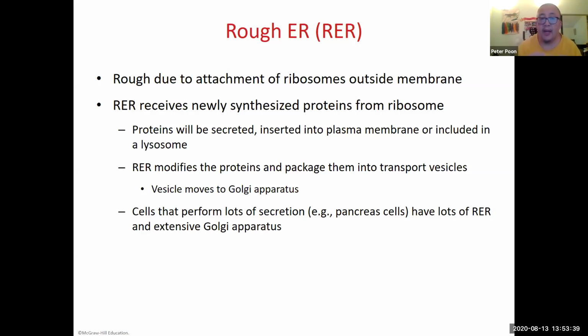The next place that these proteins will go is something called the Golgi apparatus. So the way I like to think of this whole thing, the ribosomes are like the individual little workers. Okay, they build stuff. The ones that work with the rough ER will build stuff for the factory. So the rough ER is the factory.